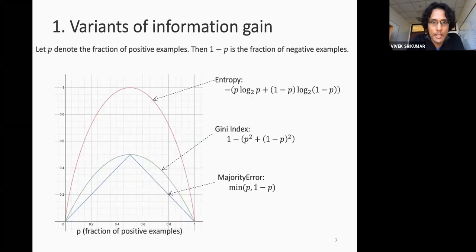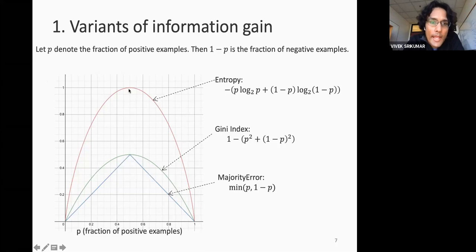Let's look at some examples. In fact, there are other variants also. So I've written the mathematical expressions for all three of these things. The entropy is something we saw before. If p denotes the fraction of positive examples, then 1 minus p is the fraction of negative examples. Entropy is p log p plus (1 minus p) log (1 minus p), and the whole thing is negated. If you plot it with the fraction of positive examples on the horizontal axis and these functions on the vertical axis, entropy is 0 when p is 0, and it's 0 when p is 1, and it increases until p becomes half.